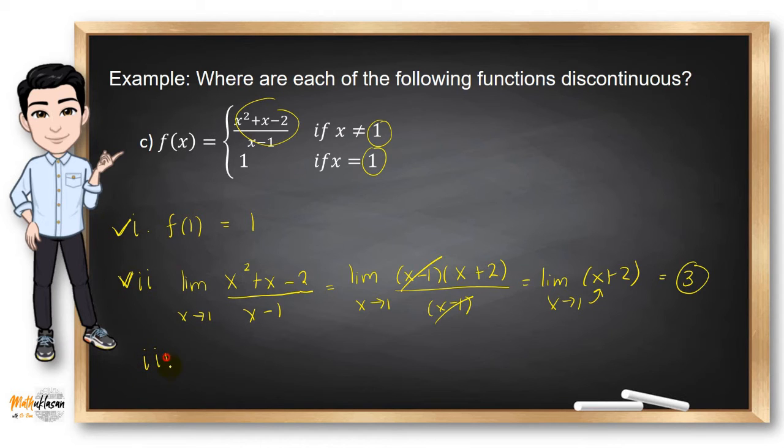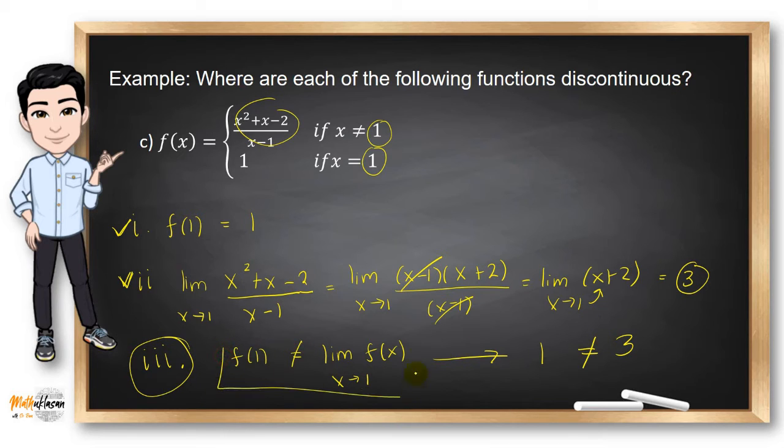Kaso, dun sa third kaya, pasok pa rin kaya yan. Kasi, dapat yung f of 1 ay equal dapat sa limit ng f of x as x approaches 1. At kung mapapansin nyo, ang f of 1 natin ay 1. At ang limit ng f of x natin naman as x approaches 1 is 3. So, meaning it failed the third test because they are not equal. So, this function is discontinuous at x equals 1.